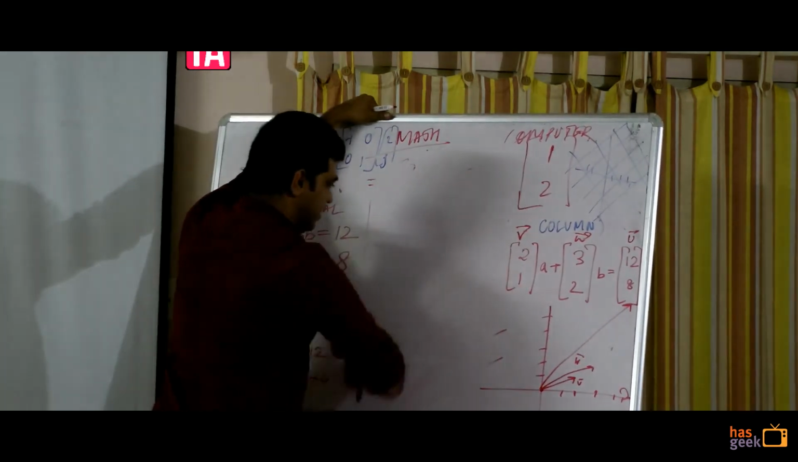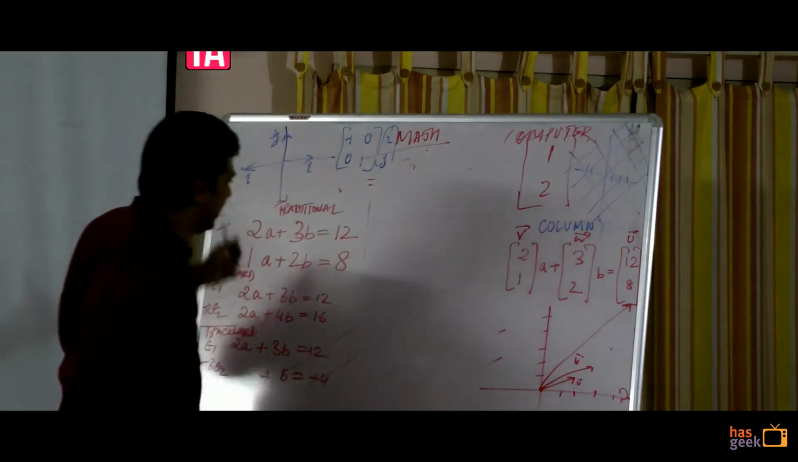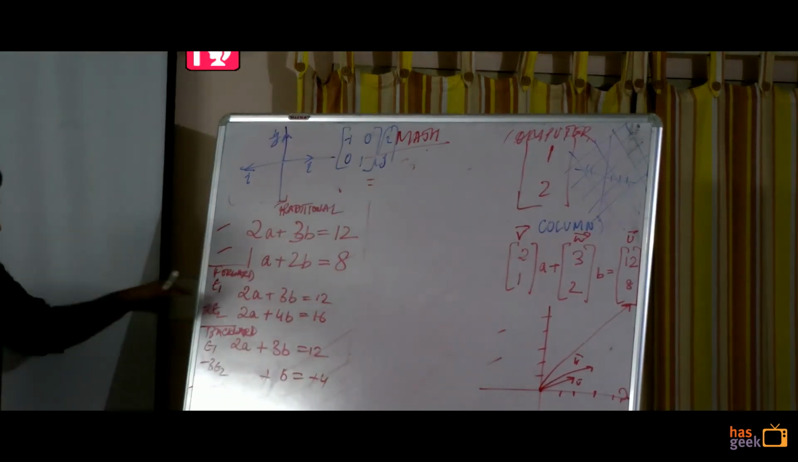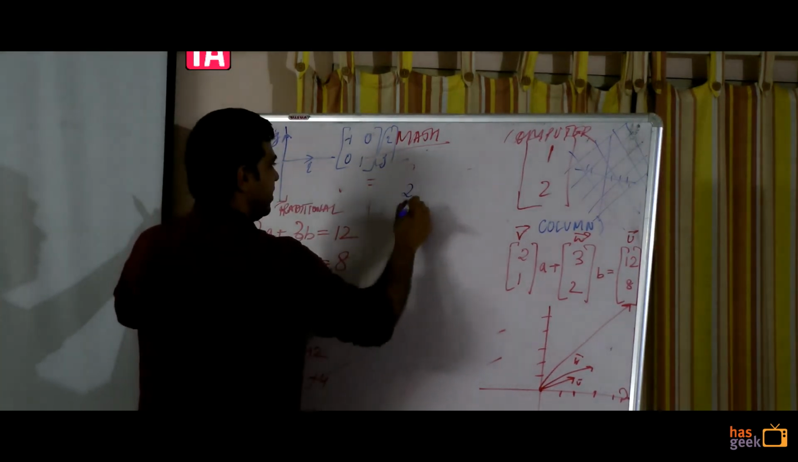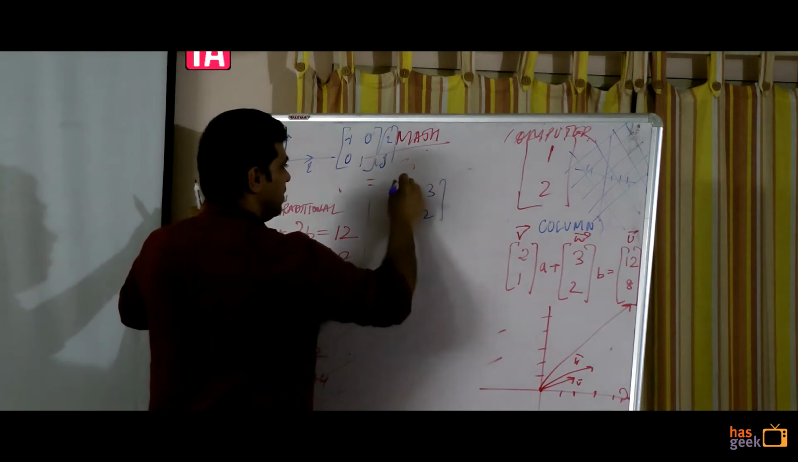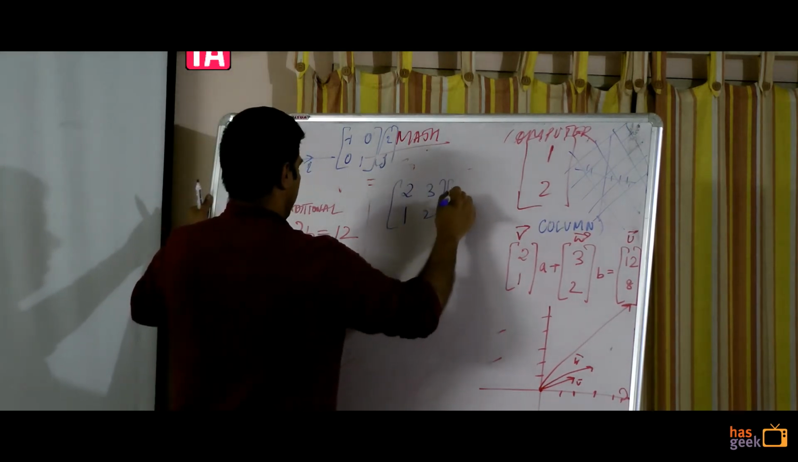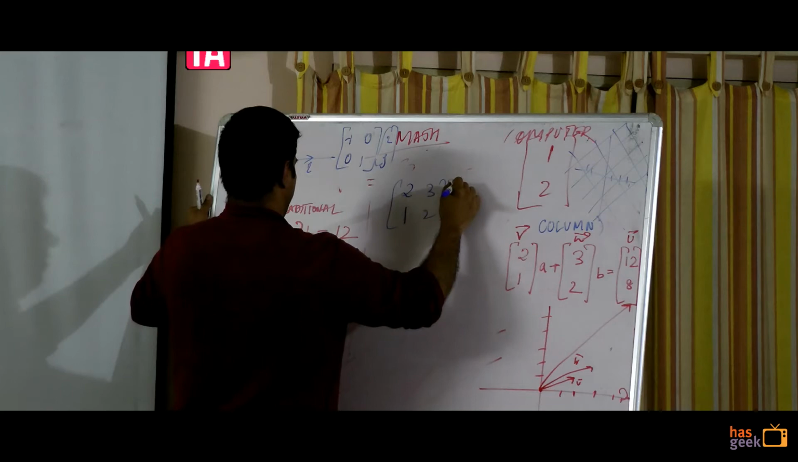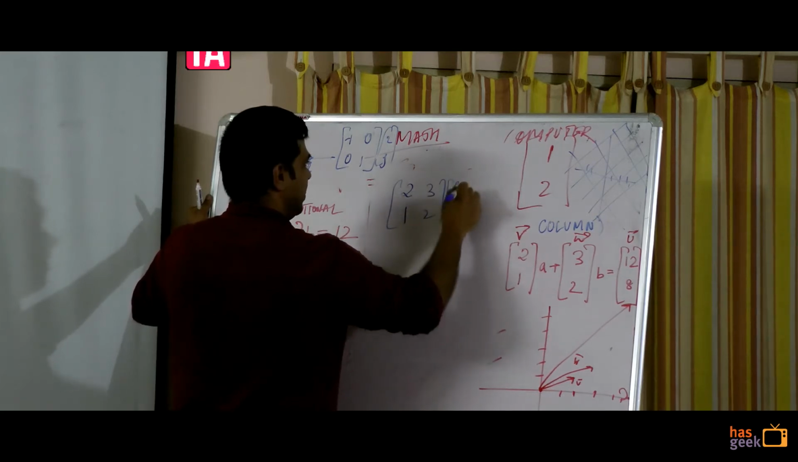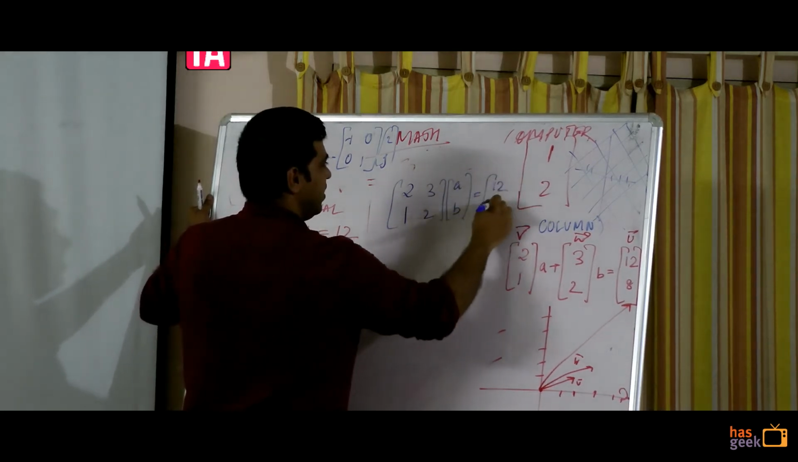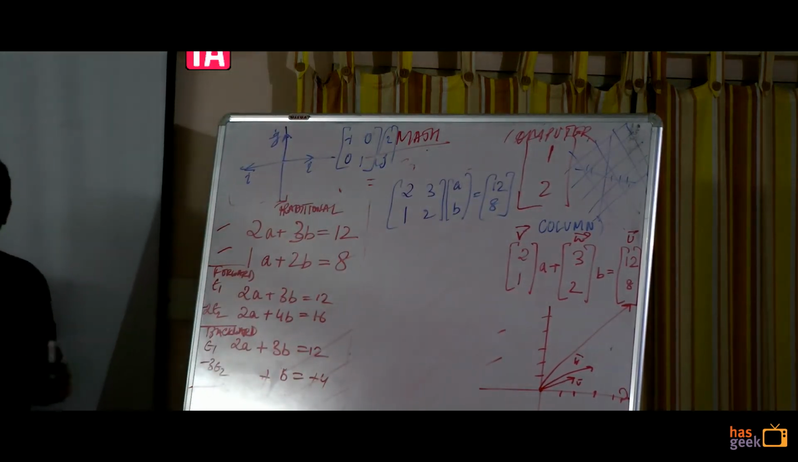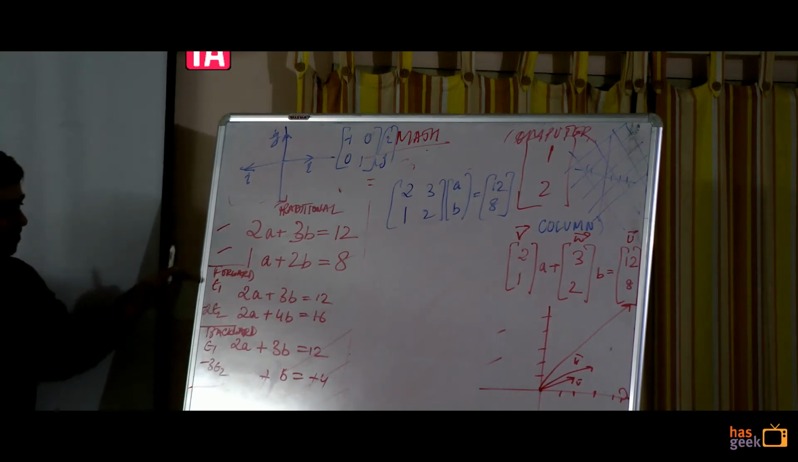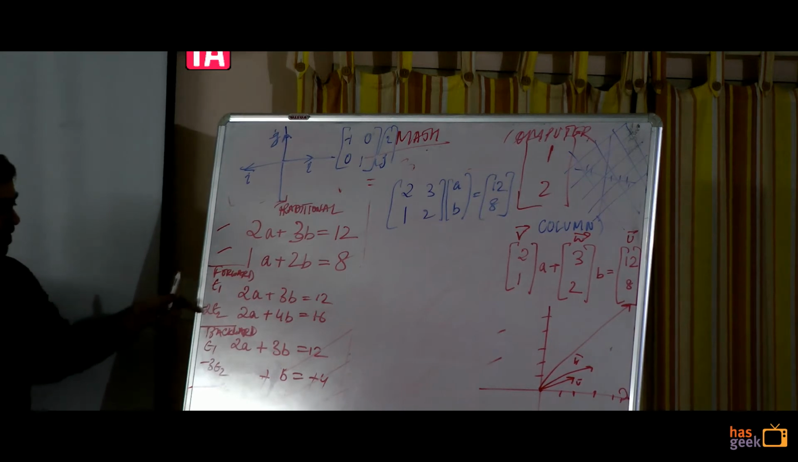Let me try and rewrite this part and we will understand a bit. So what was my original equation? 2, 1, 3, 2, AB is equal to 12, comma 8. What did I do here when I multiplied this equation? E1 minus 2 times E2.